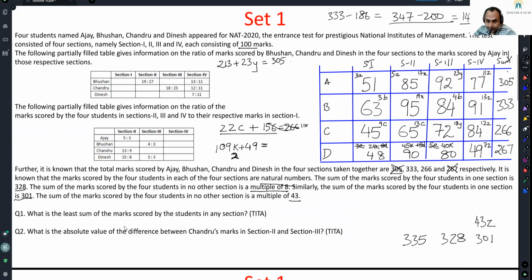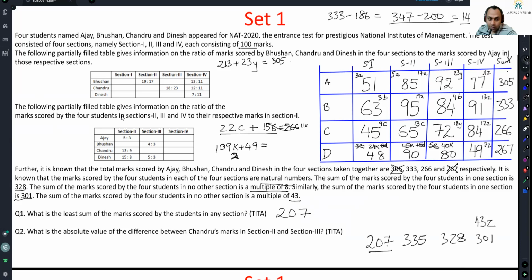And finally here, taking assumed mean as 50, so 1 plus 13, 14, minus 5, minus 2, so minus 7. So 207. I have total for each subject, I have total for each student, everything is known. Let's get to individual questions. What is the least sum of marks obtained by students in any section? The least sum of marks is 207.